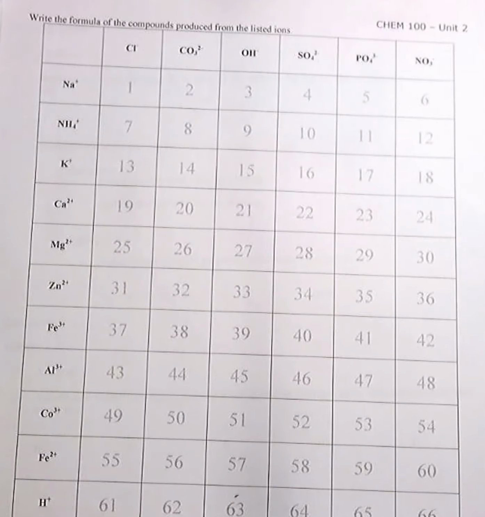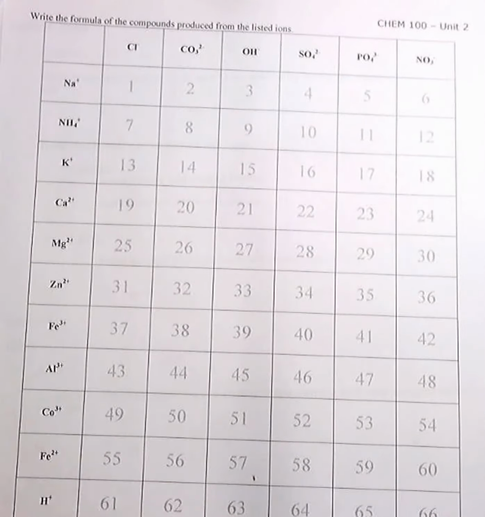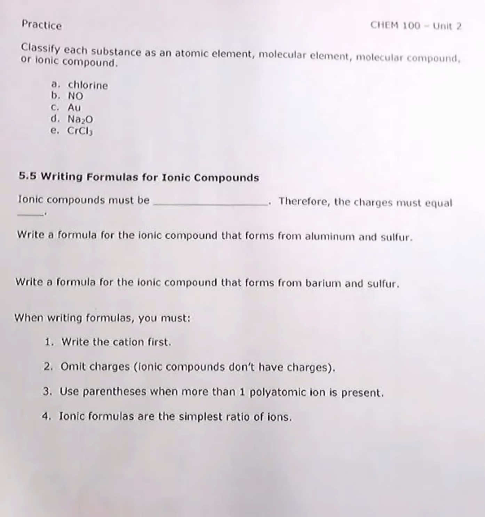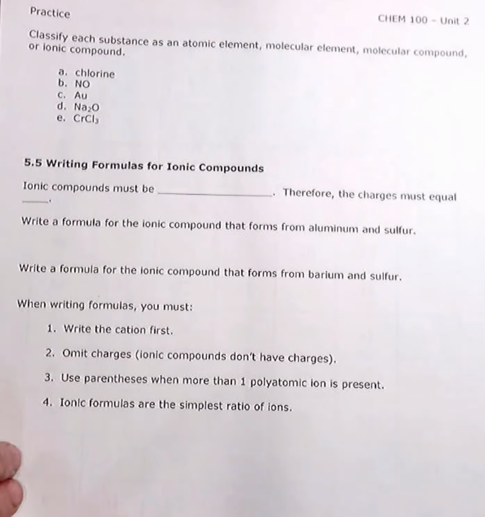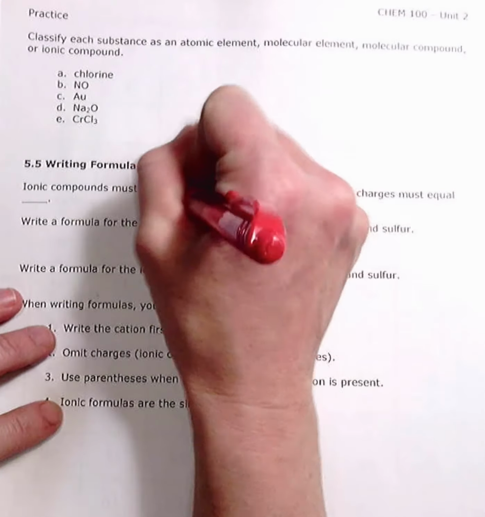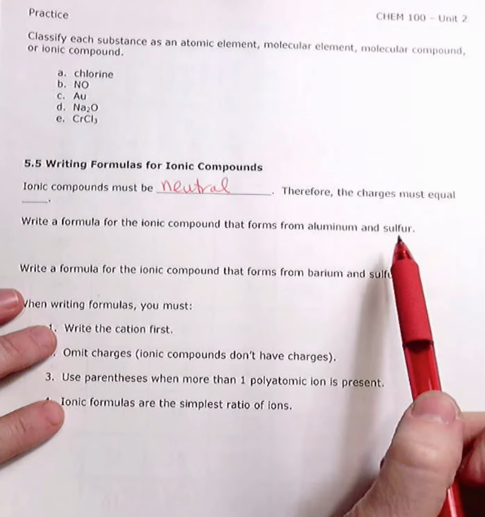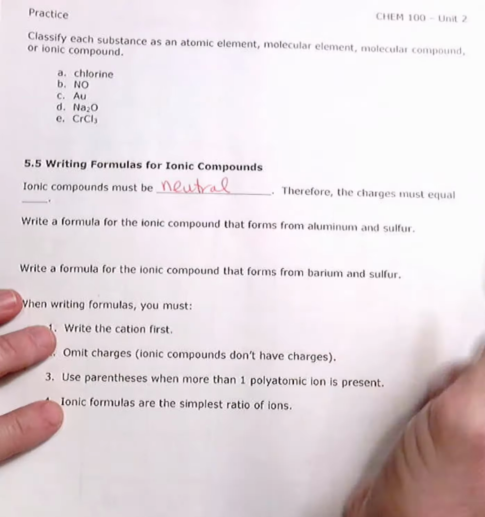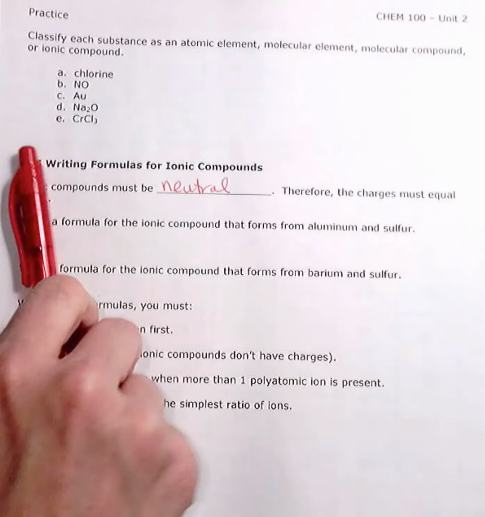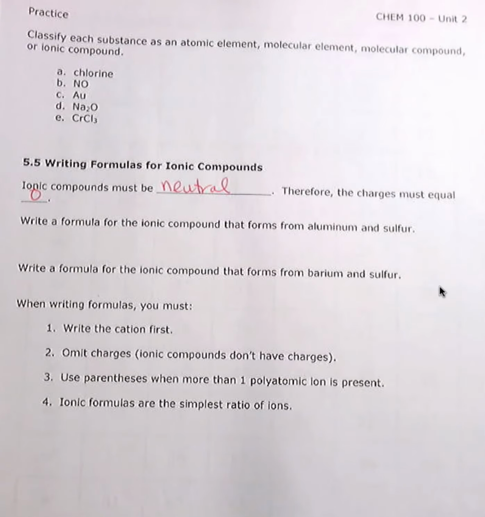Okay, so we are going to fill out this table based on how we write ionic formulas, or ionic compounds. Ionic compounds must be neutral. Therefore, the charges must be equal. They must equal 0. So whenever you are writing an ionic compound, you want to make sure that the charges add up to 0.